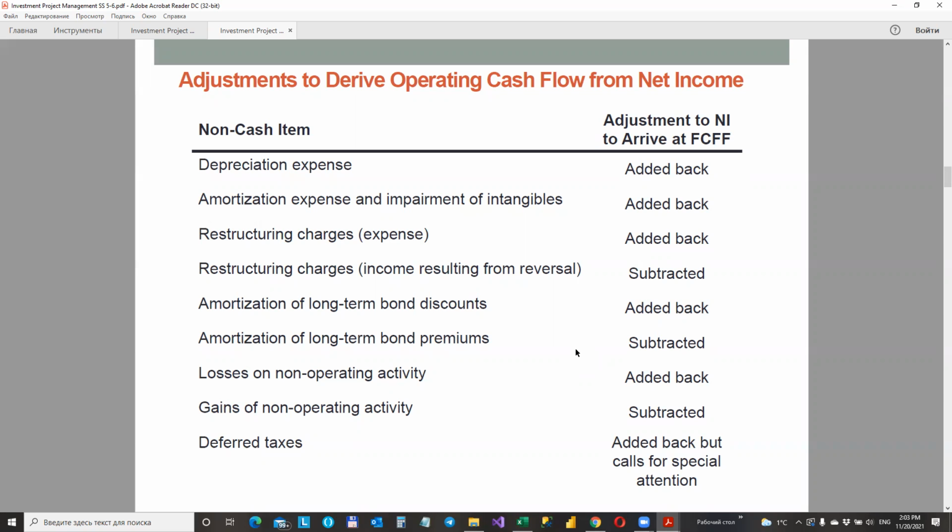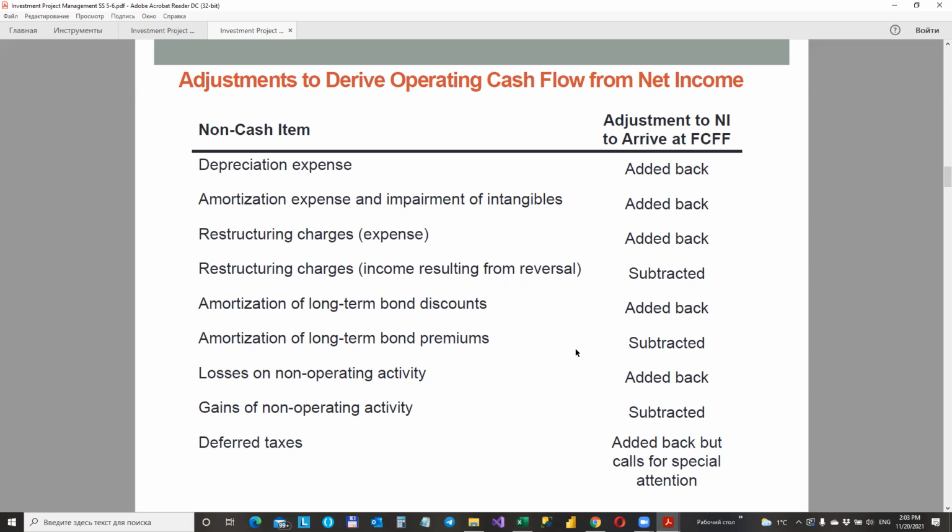The operating cash flow section of the statement of cash flows provides detail on the adjustments made in deriving operational cash flow from net income. This table summarizes the common adjustments to derive operating cash flow from net income and indicates whether each item is added or subtracted from net income in arriving at free cash flow to the firm.